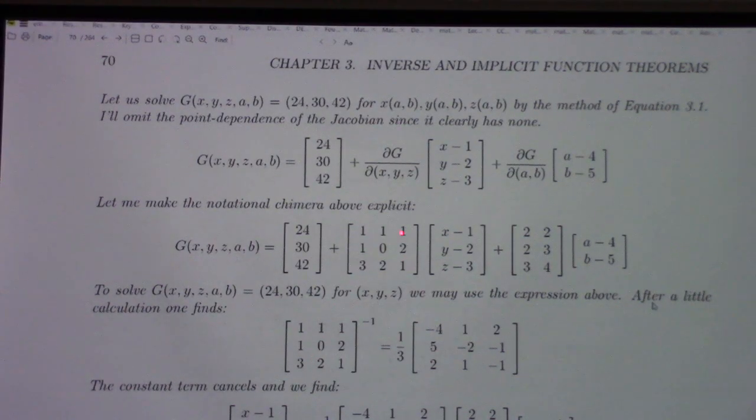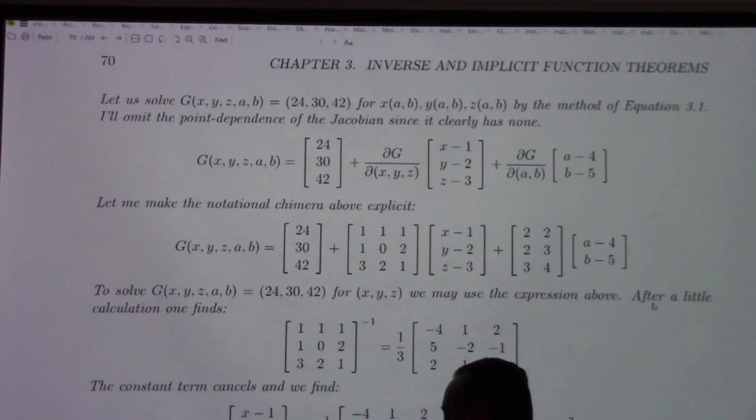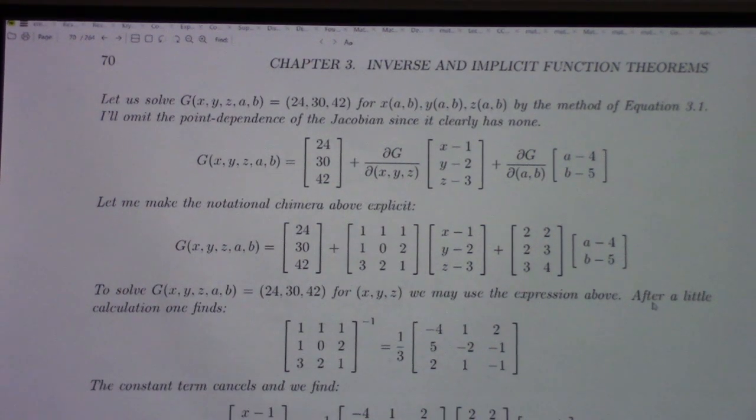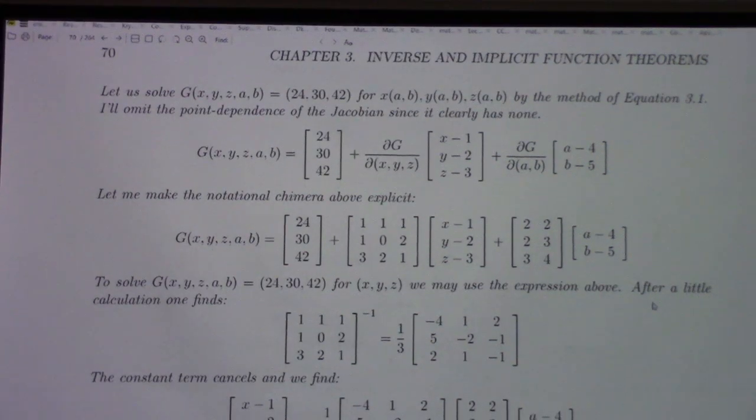Anyway, so the point here is I can actually solve for x, y. This matrix is invertible. I have not shown the calculation. This is like using technology, okay? But the inverse of this matrix is that. So I can solve for this by multiplying by the inverse of this matrix, and out pops this equation. That actually is the solution set for x and y and z as functions of a and b. Just like that.